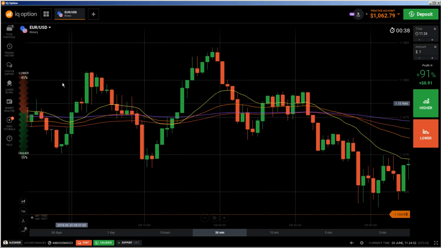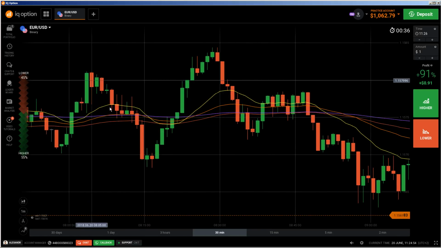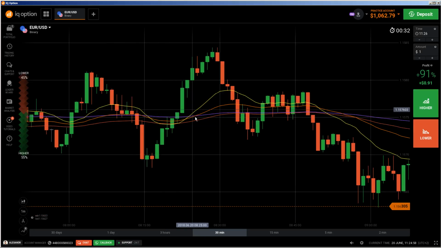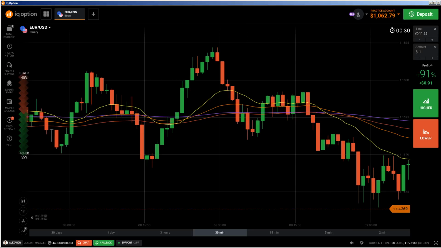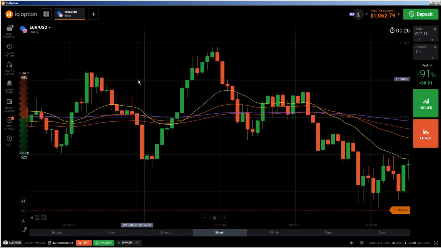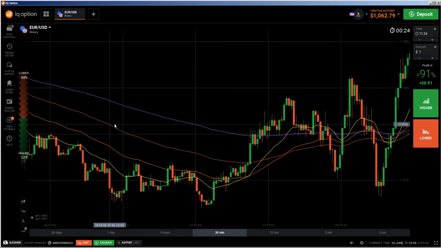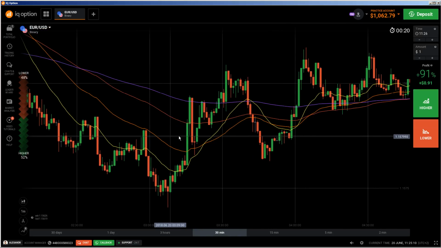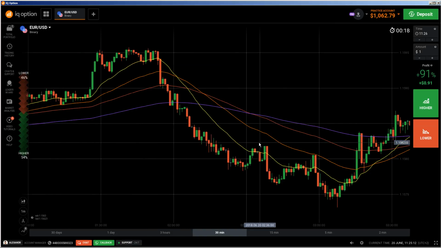Yes, you see here how price is ranging. Price is ranging because EMAs are flat. Yes, they are flat, but this is not this one. This is this crossing one. This ranging crossing. Flat is almost this one. Let me show you. For this, the price has to be in between of this.